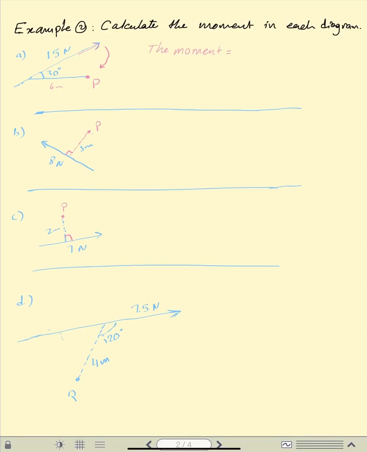How do you calculate it? The moment equals F d sine theta. F in this question is 15 newtons. D is 6. Sine theta is sine 30. Where did this come from? From here, dear students, don't forget. This is the distance that we are interested in, which is 6, times sine 30. By calculating, sine 30 is a half, times 6 times 15 gives 45 newton meters.